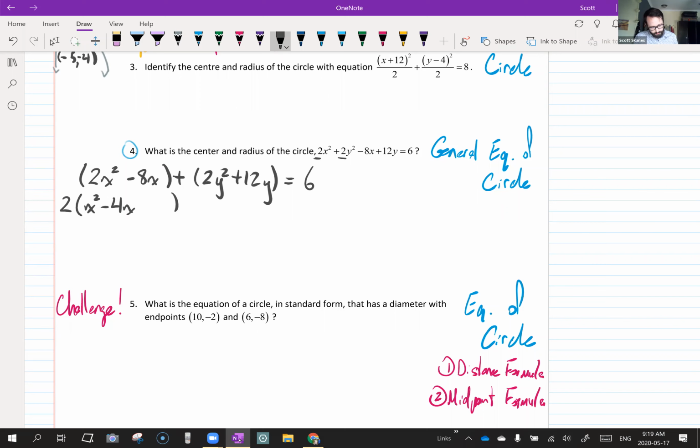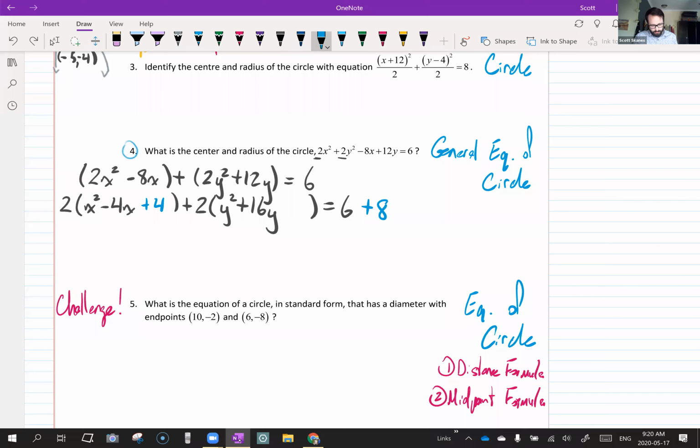Should get this. I'm going to leave some space as I normally do. Take out a common factor here. Leave some space. And now I need to complete the square. Divide the middle number by 2 and square it. So here I get 4. That gives me an 8 on this side. Why is it 8? Because 2 times 4 gives 8.